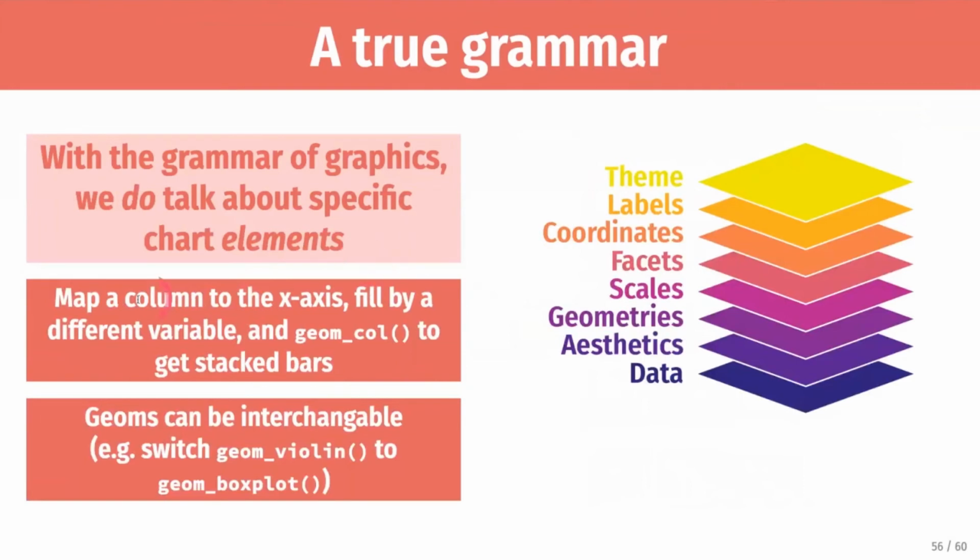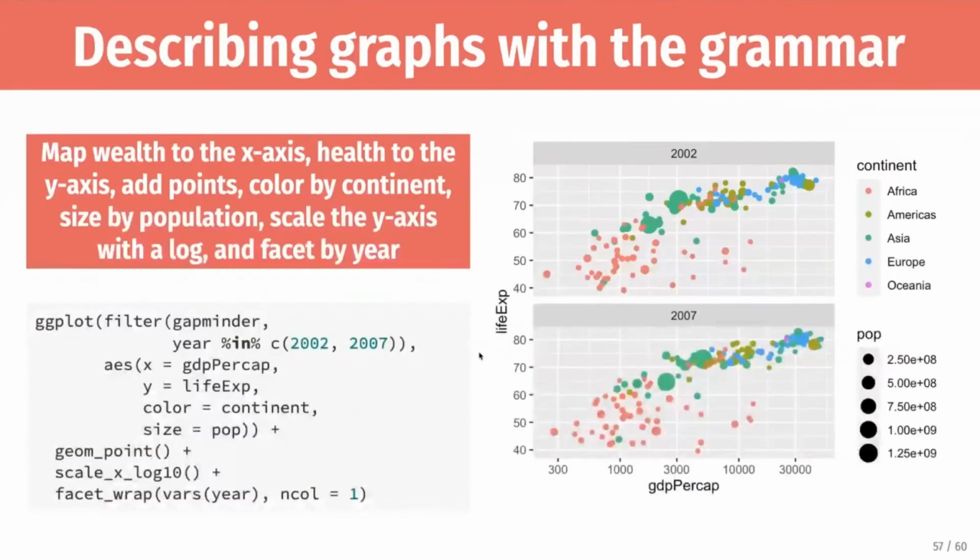So if you say map a column to the x-axis filled by a different variable and use geom col to get stacked bars, you can explain that to somebody and they can recreate that same graph. For instance, this right here, we've mapped wealth to the x-axis, health to the y-axis. We used points, we colored by continent, size by population, scaled the x-axis with logs, and faceted by year. That whole sentence there represents this graph, and anybody can reproduce that.